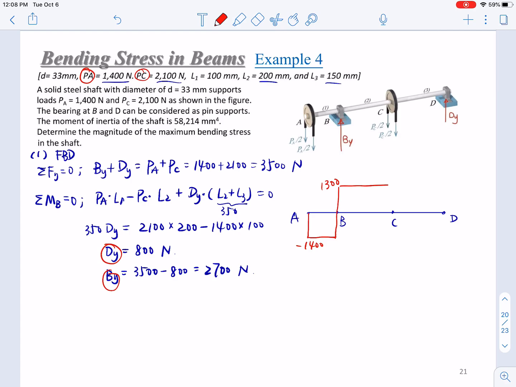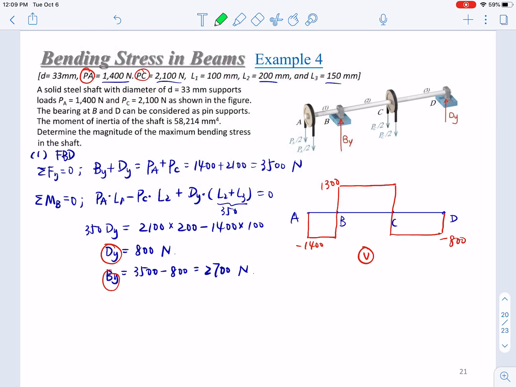Right, then it will keep constant to point C. At point C, you have a downward PC. Right, downward PC is 2100. So you get negative 800. Right, so this will be the same as Dy. So negative 800. Okay, so this is the V diagram.